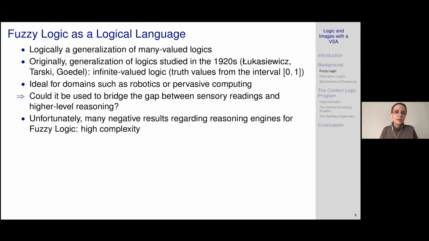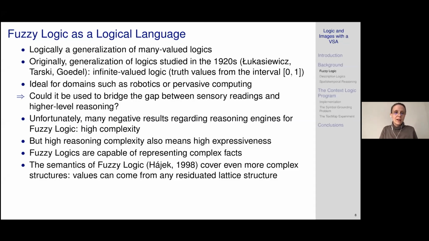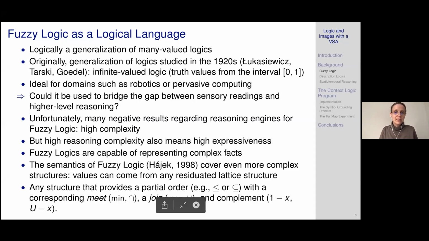Unfortunately, there are many negative results regarding reasoning engines for fuzzy logic. It turns out it has a high complexity, which means it has a high expressiveness as well. That means there must be some very complex things that we can represent with fuzzy logic. And this has been studied, and Hajek found out that any residuated lattice structure can be a semantics for fuzzy logic. So what does that mean? So any type of partial order with a meet operation and a join operation and complement.